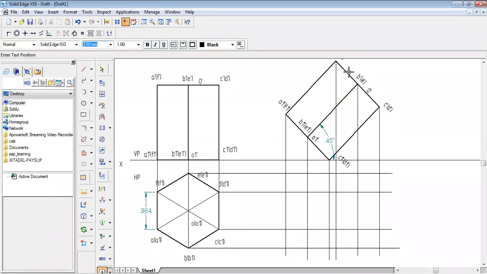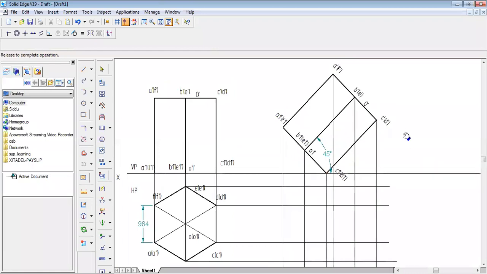So let us locate first. My A dash is here, and here is A. So name it as A. Similarly B, similarly C, D, and E, also F. Right? A, B, C, D is done. A, B, C, D, E, F is done.